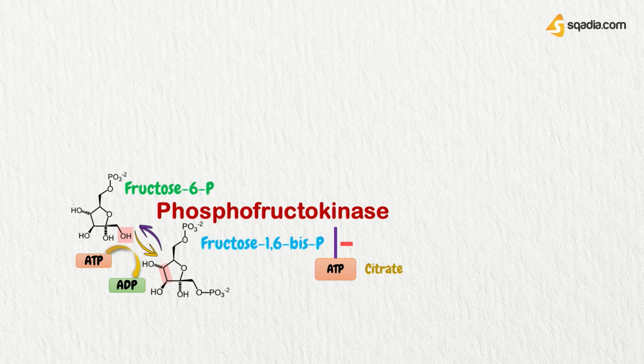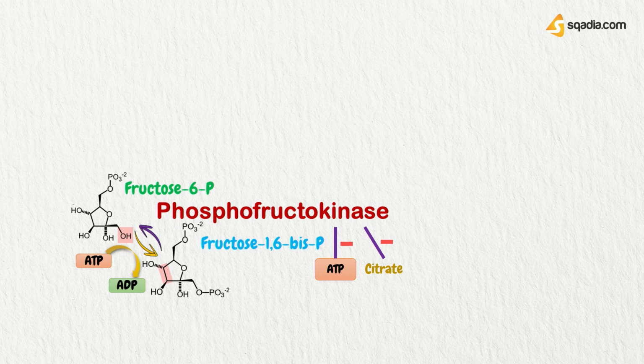And citrate is also going to act. Citrate is part of the Krebs cycle, and the Krebs cycle is also helpful in the generation of ATP. So whenever there is more citrate in our body or in the Krebs cycle, it will also signal phosphofructokinase to downregulate its activity, so that the process of glycolysis can stop.